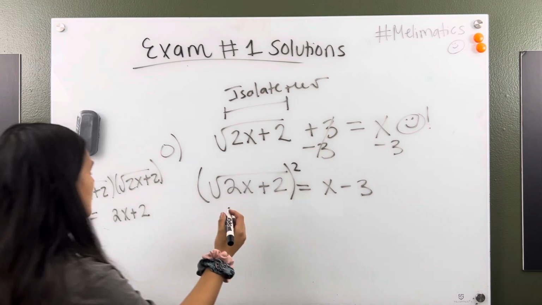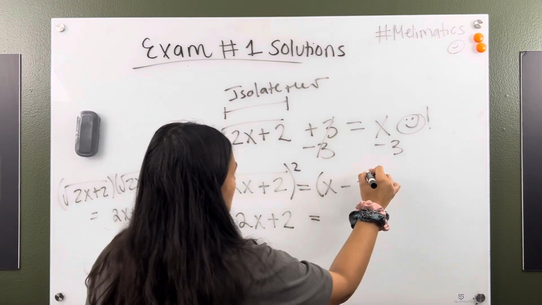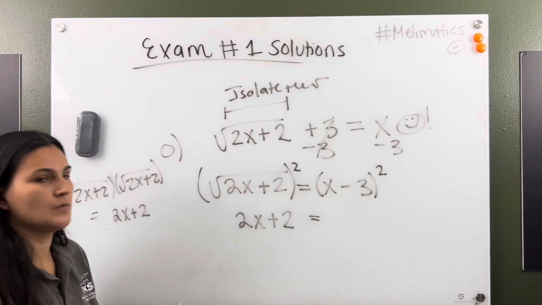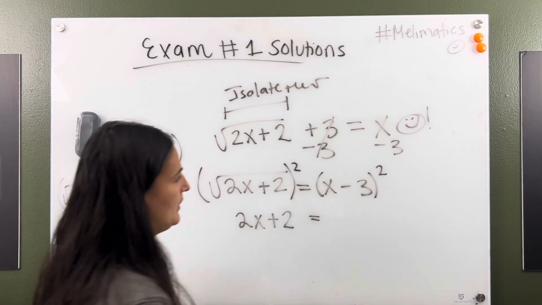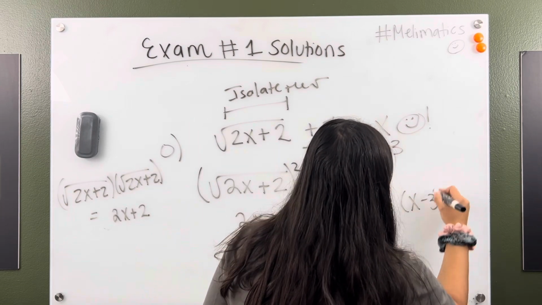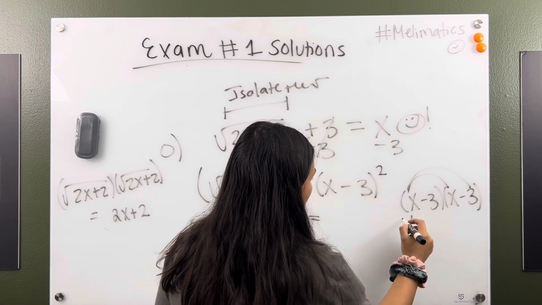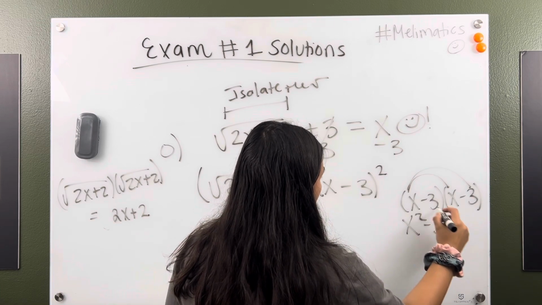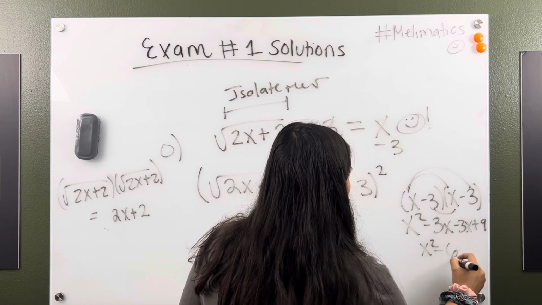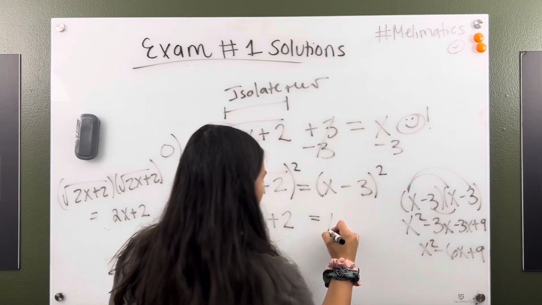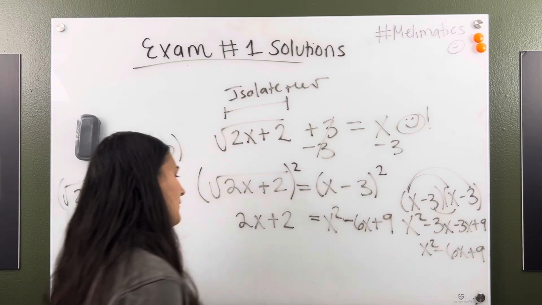Okay, so same concept. Here I'm going to be left with just the inside of the square root. And of course what you do to one side, you do to the other, so you also have to square the right hand side. Okay, so this is where FOIL comes in. X minus 3 times x minus 3. FOIL it out. Okay, and then from there just solve for x.